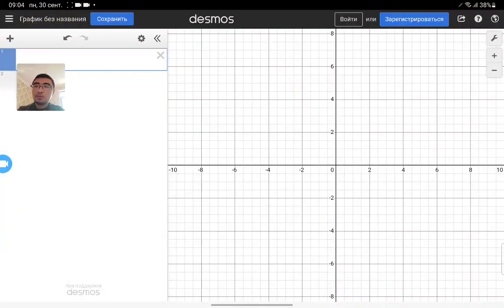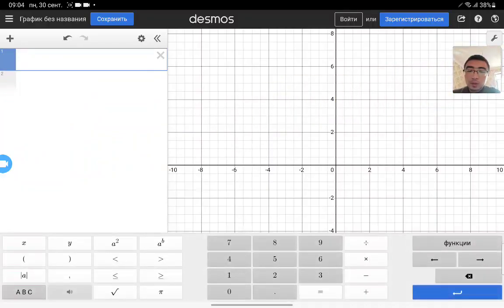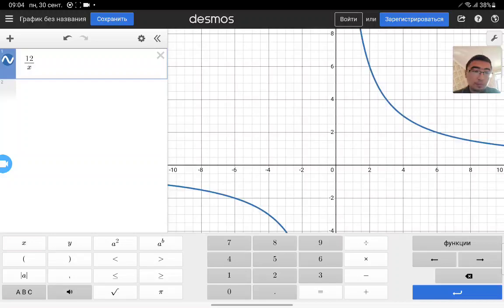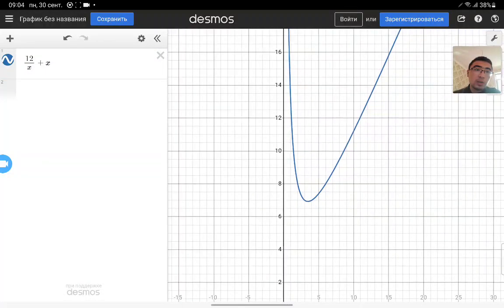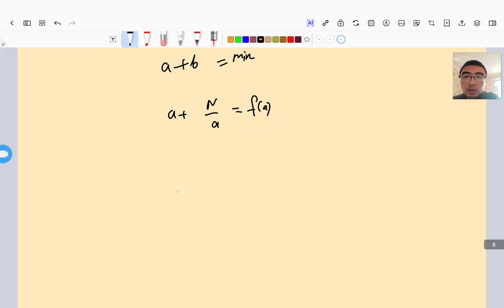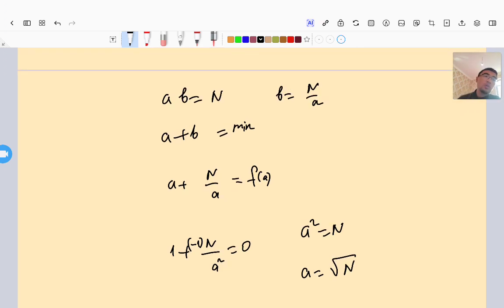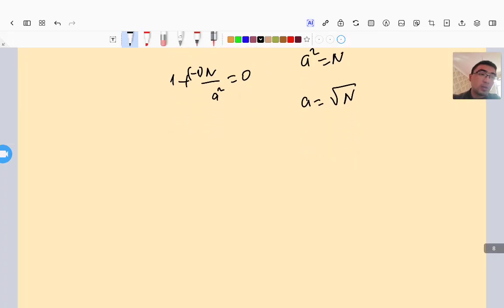Let's draw the function in Desmos. For example, 12 over x added to x. The minimum value we will see on this function. By taking the derivative, 1 minus n over a squared, a squared will be n. The minimum value will be when a is the square root of n. Because of this, in our case we should look at the integers closest to the square root of n. The method of solving this kind of question is like this.